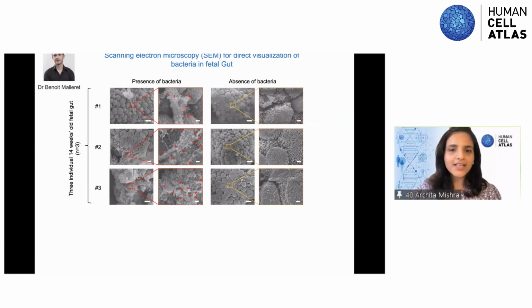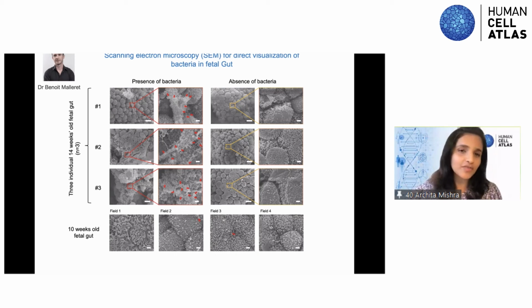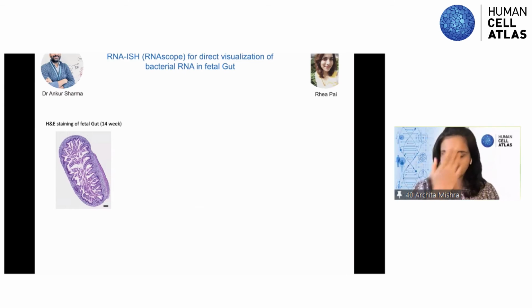So we concluded that the localization of bacteria is basically associated with certain morphology within the gut, where you see more mucin-like structures. It is not just randomly dispersed, and it might have some role to play in the biology of the fetal gut. And we did not see any bacterial presence in a 10-week-old fetal gut. So that was again another evidence that there is a time during which the microbes might enter the fetal system.